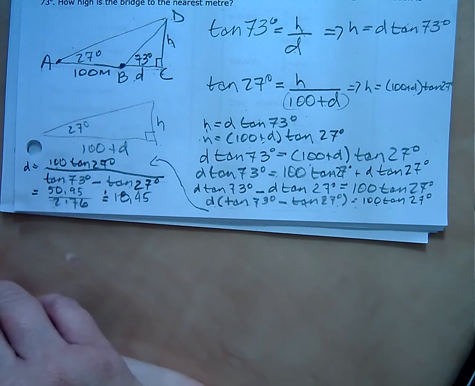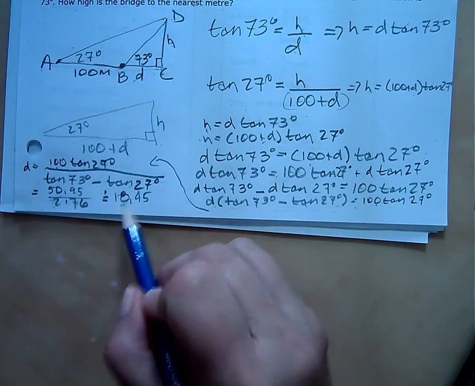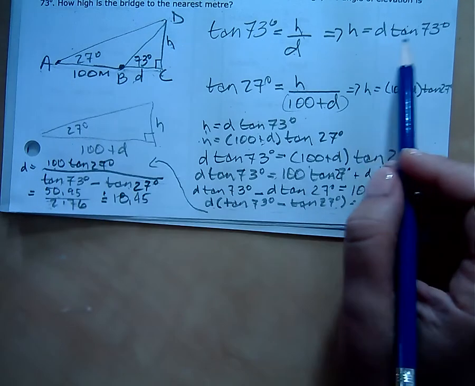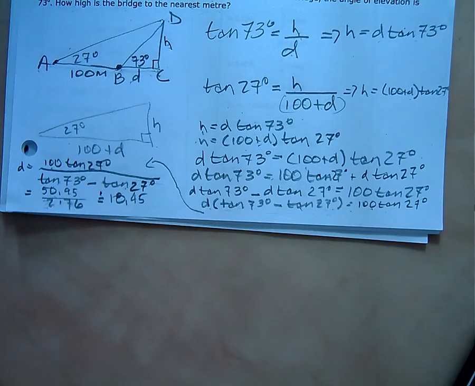Now, did I answer the question? Well, I don't know. I've got to reread it. I can't even remember now. So, how high is the bridge? We don't know how high the bridge is. We now know what this distance is. But that's okay because we know what D is, and we can just plug it into here and find out what H is. So let's multiply that by the tan of 73.